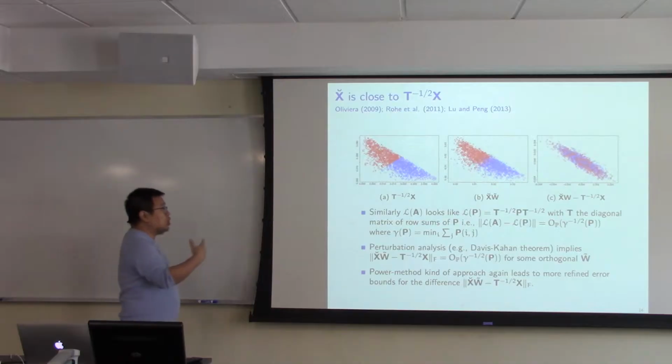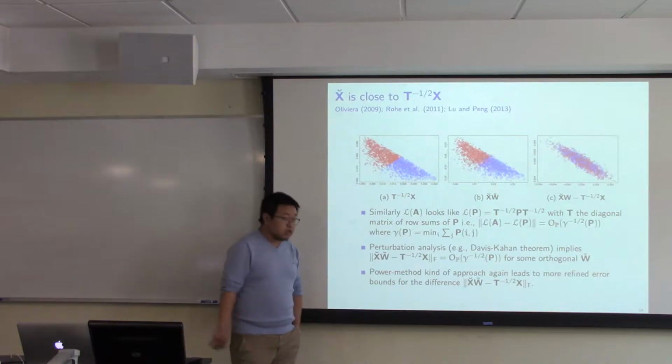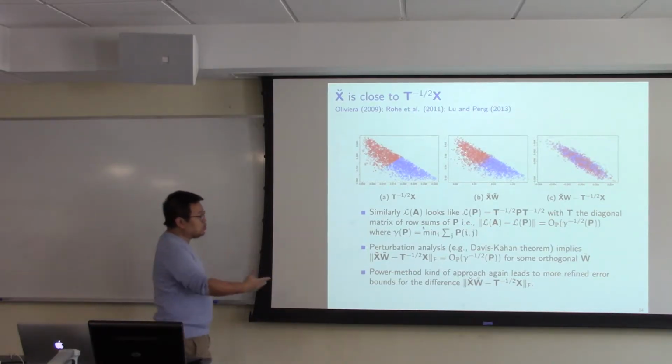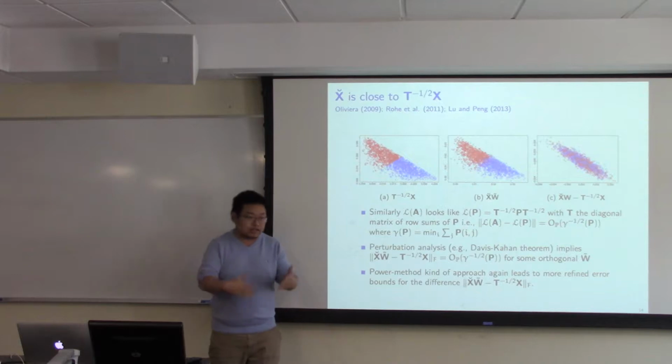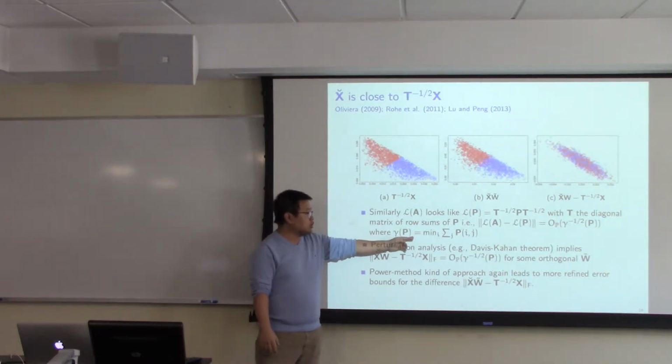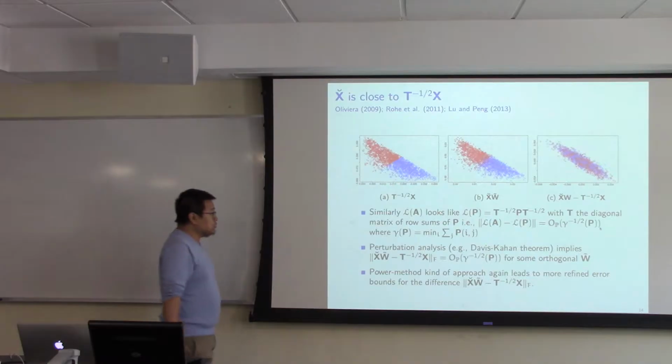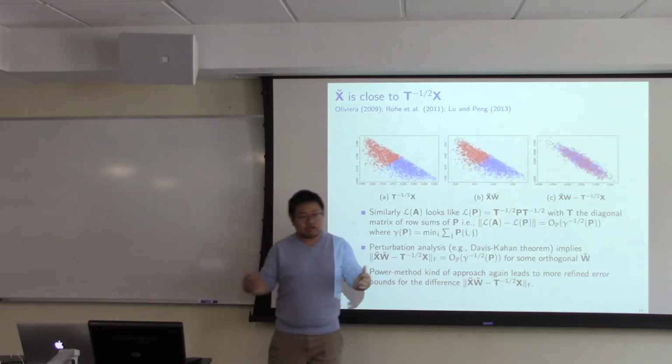So the same phenomenon holds for the Laplacian spectral embedding. The Laplacian spectral embedding here looks like this matrix, T minus 1/2 P T minus 1/2. So the Laplacian matrix of the adjacency matrix looks like the Laplacian matrix of the edge probability matrix, in the sense that now the spectral norm difference is going to 0. Here gamma p is the minimum average degree. Once again, for a dense graph, the minimum average degree is of order n, so this spectral norm difference is of order 1 over square root n. But the spectral norm for each of these matrices is of constant order.